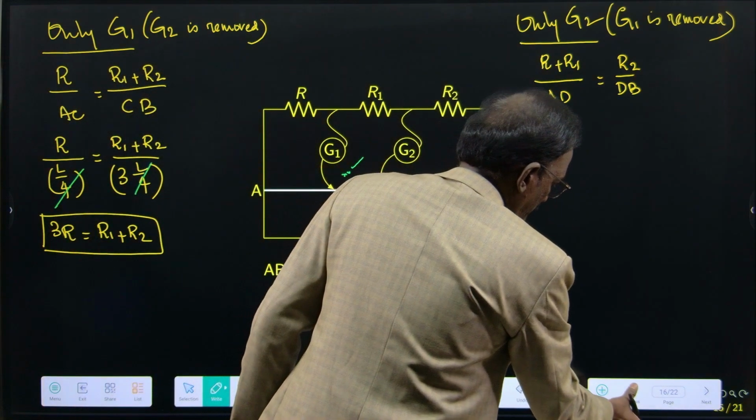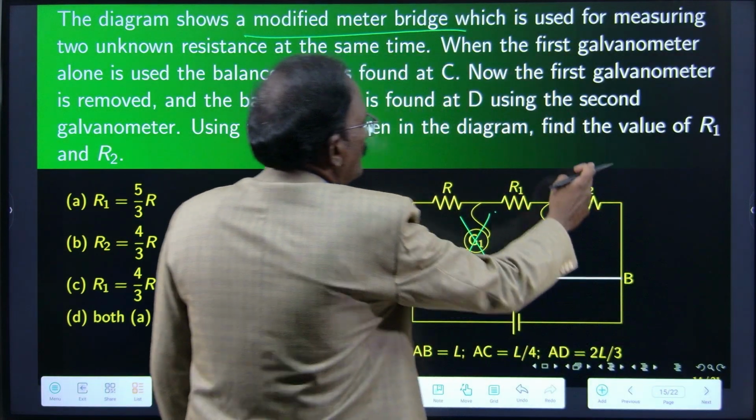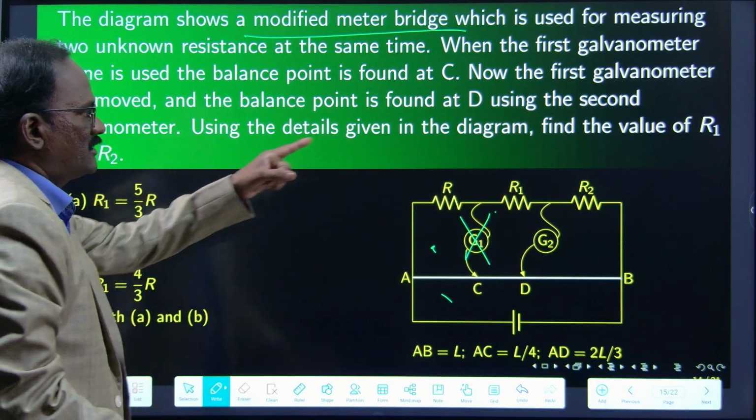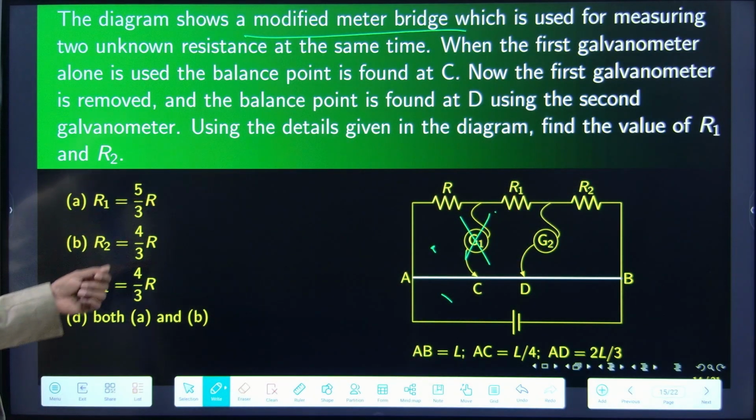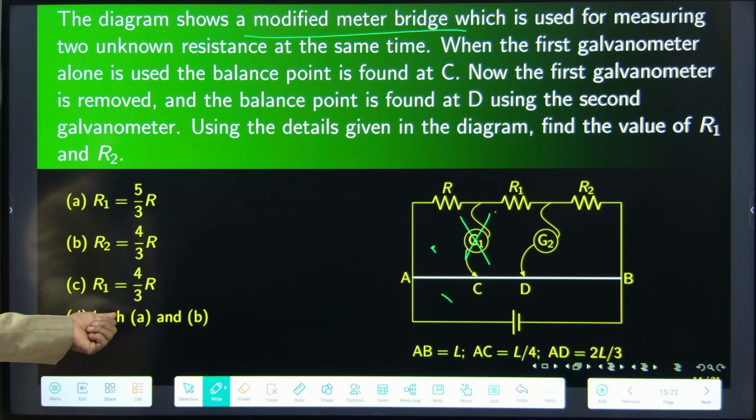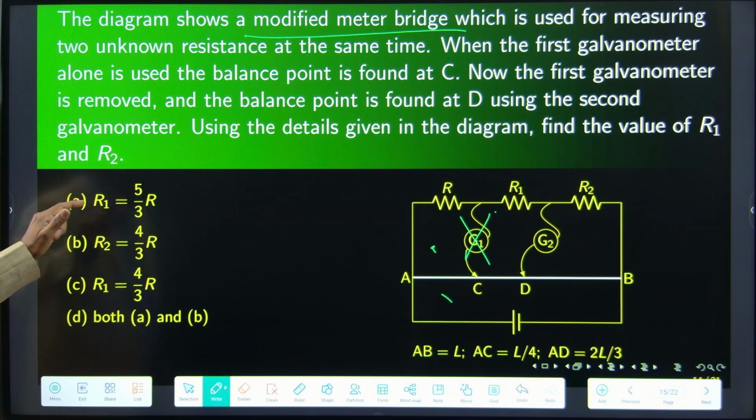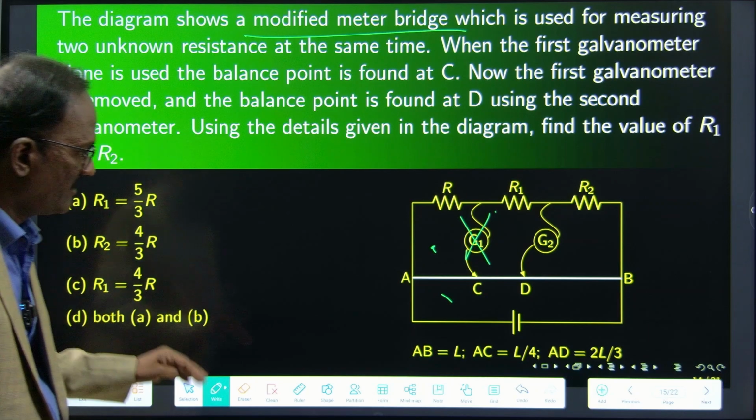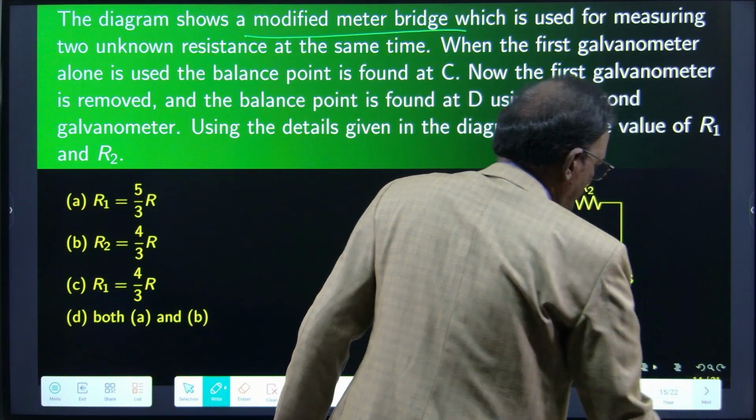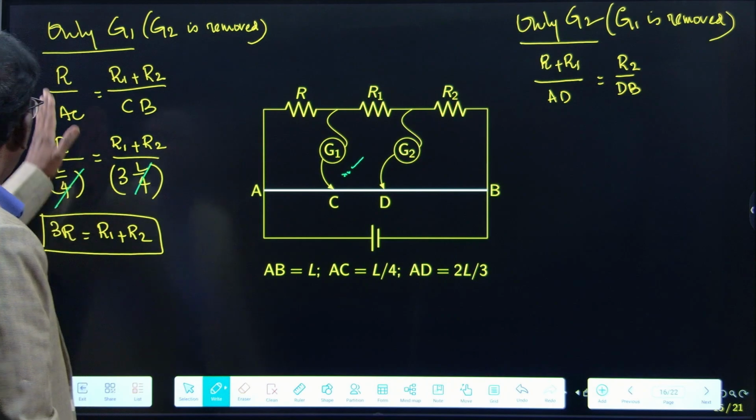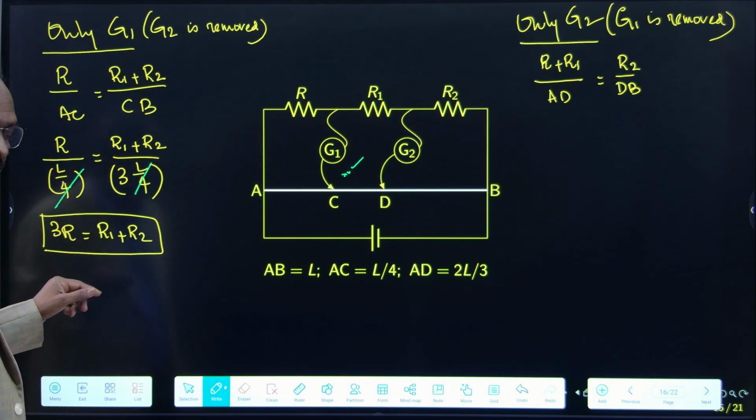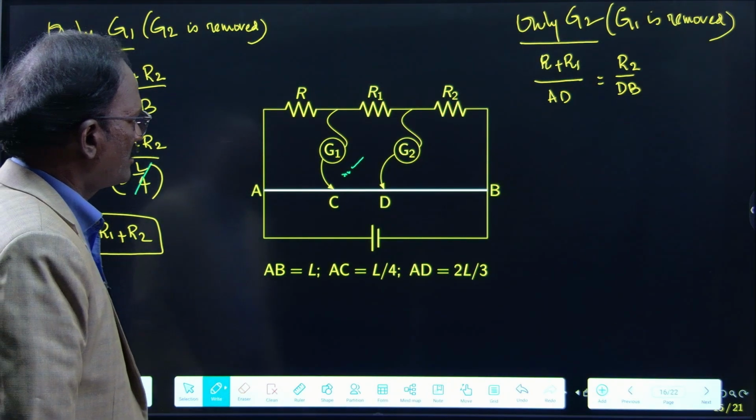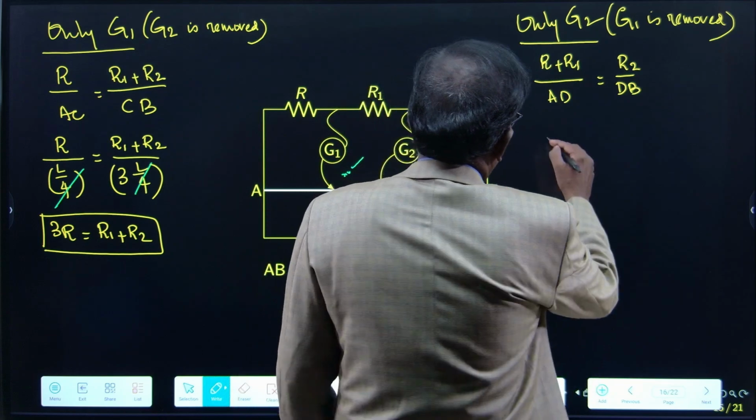Actually, this is the question: find the value of R1 and R2. R1 is some value in terms of R given, R2 is some value in terms of R. Option D is both A and B. We have to check all the options. So in case 1, we are getting 3R is equal to R1 plus R2.